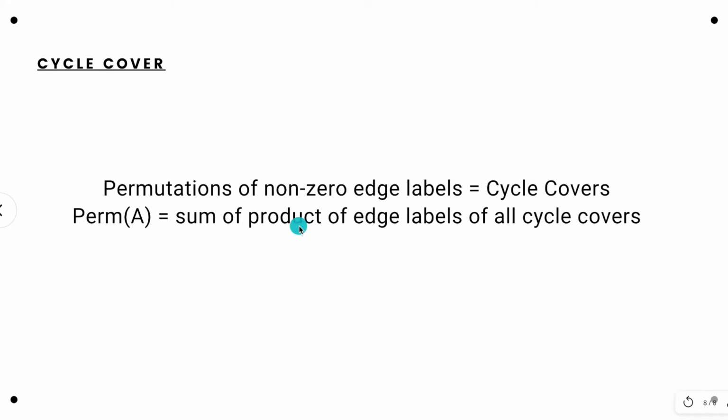This will become more clear with the help of an example. Before we see the example, let's get these points once. The permutations of non-zero edge labels constitute the cycle covers, and the permanent of the matrix is the sum of products of edge labels of all cycle covers. This slide will become much more clear after this example. This is how the cycle cover problem and the permanent of a matrix correspond to one another, and the cycle cover is just a graphical representation of the same.